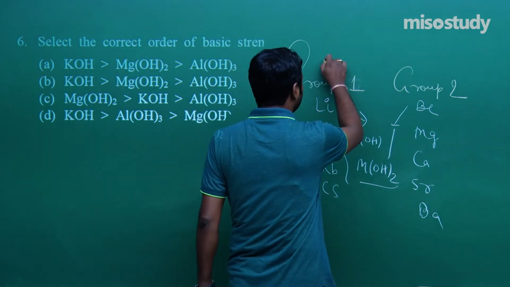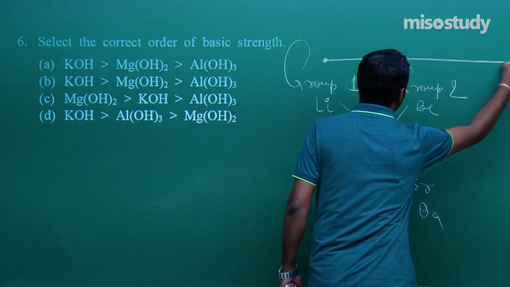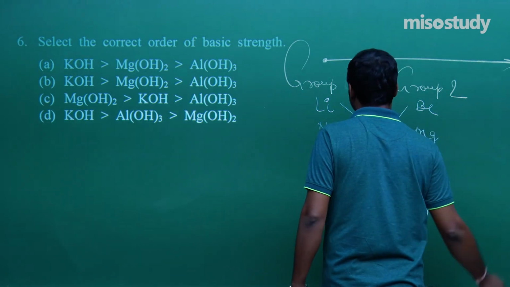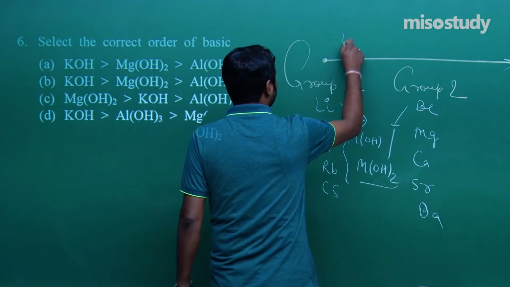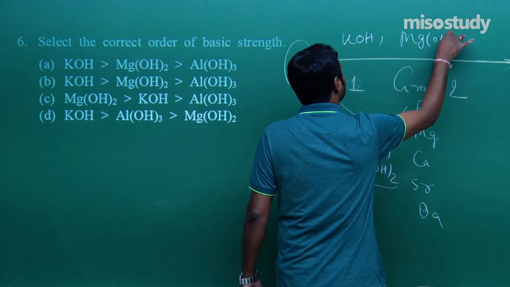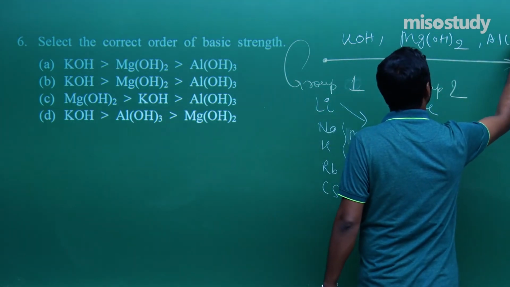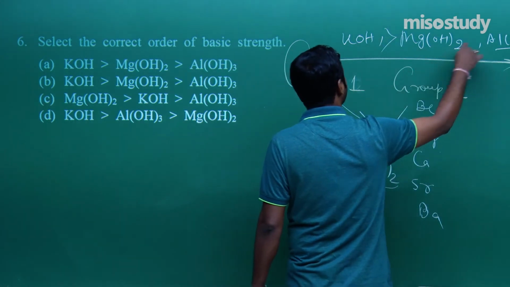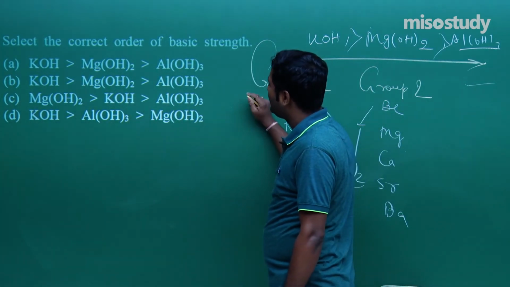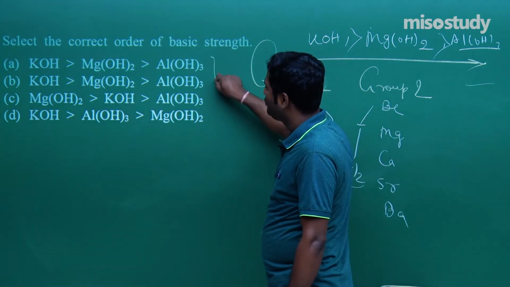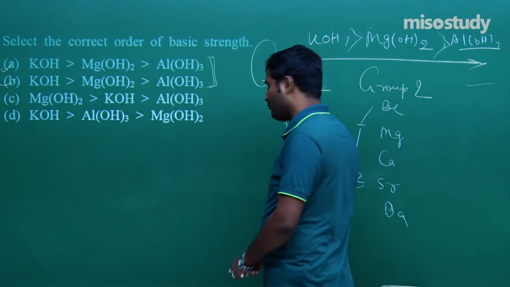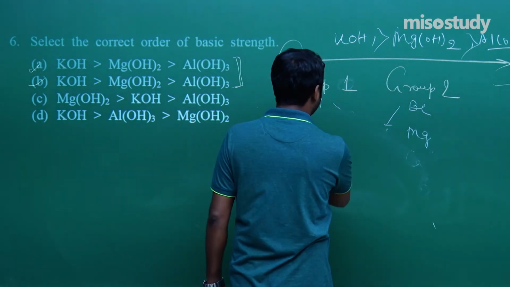bases. As we move along the period, the non-metallic character increases, and in this case the basic character decreases. So if I talk about KOH, this is group one, then comes Mg(OH)2, then comes Al(OH)3, because this belongs to group 13. So the order is KOH, Mg(OH)2 and Al(OH)3. Check it out, KOH, Mg(OH)2 and Al(OH)3, these two options are similar, so A and B both are correct. Clear friend? Now I'm going to rub this part and we'll discuss the next question.